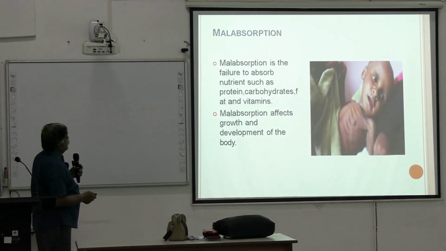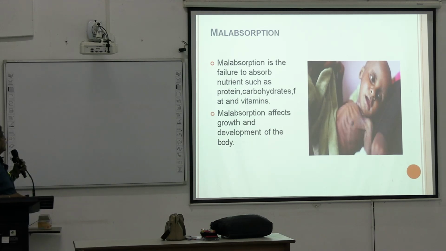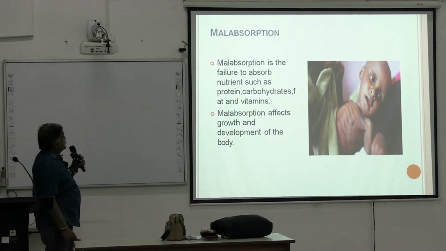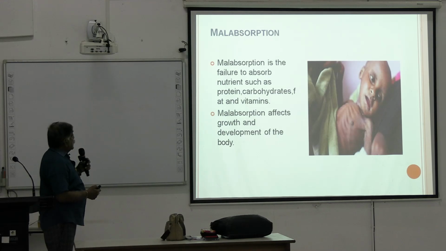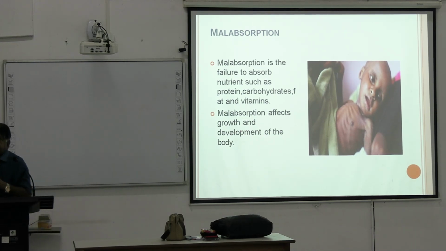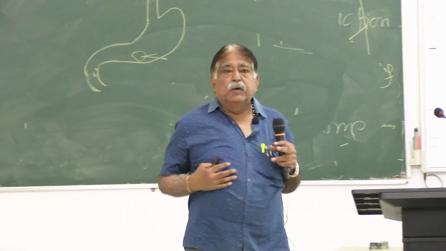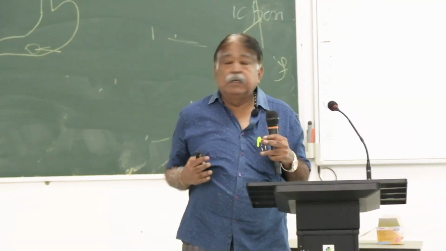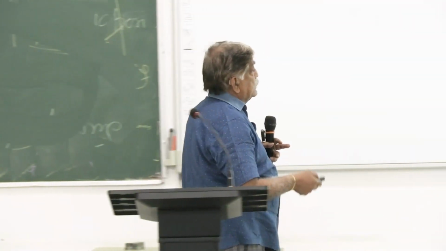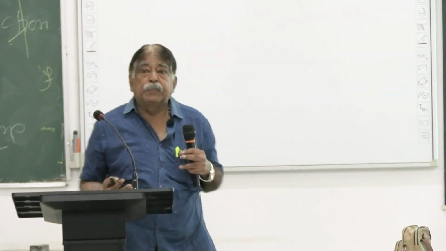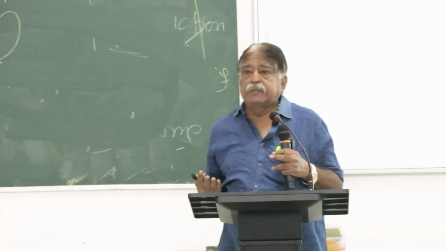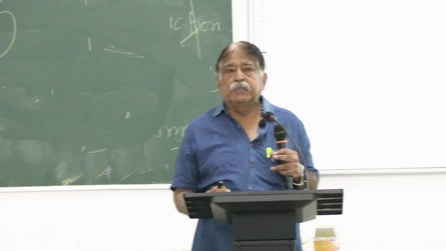Next. Now malabsorption. Malabsorption is the failure to absorb nutrients such as protein, carbohydrates, fat, and vitamins. Malabsorption affects growth and development of the body. Now, if a patient is looking cachectic and the skeleton is visible with just skin and muscles, and the presentation is like this, then you ask the patient's mother, does he take food properly or not?